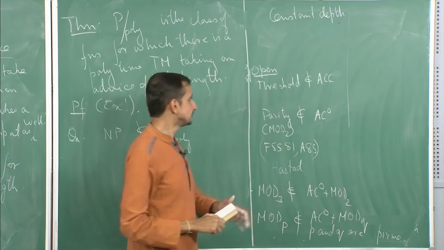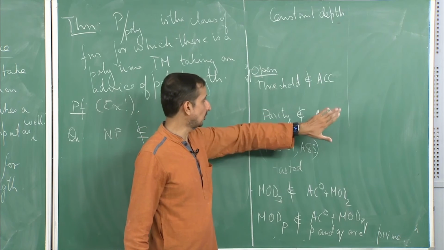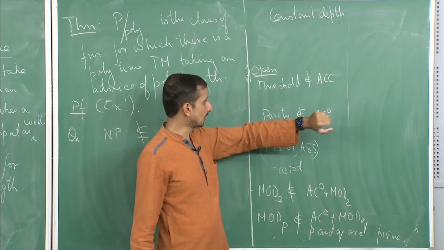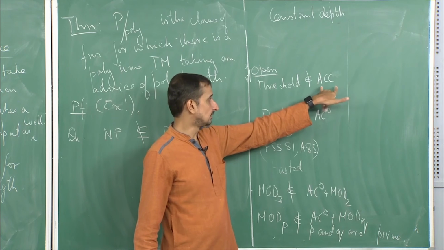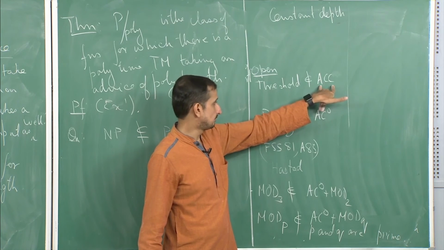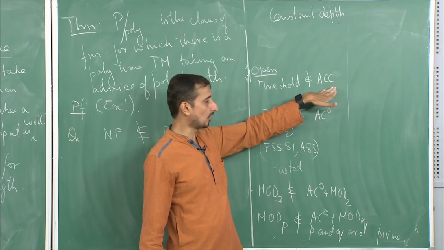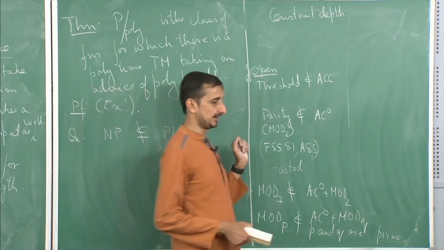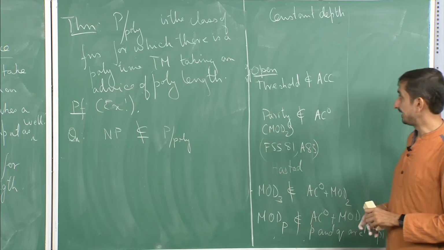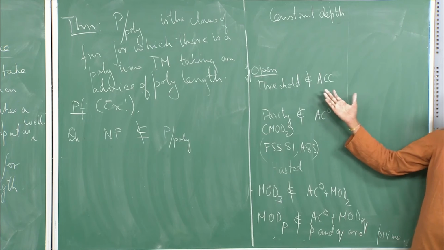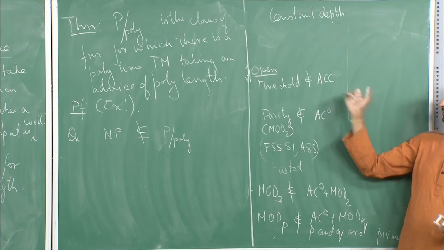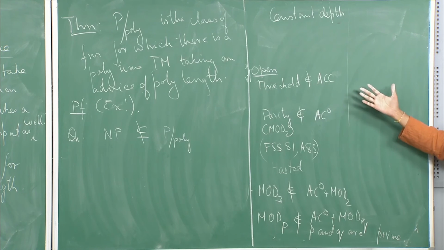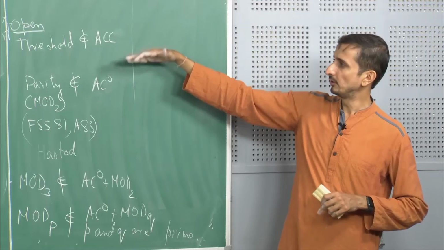So, what is ACC? ACC is basically the class of all functions for which you have AND, OR, NOT and any mod gates. You can take any mod gates that you want. And it is even hard to compute threshold functions with this. So, this proved very difficult to compute.